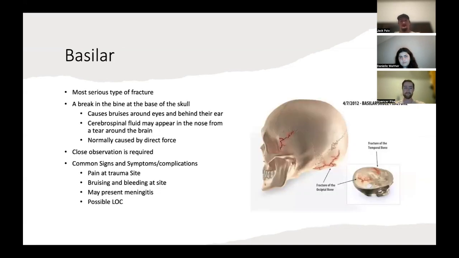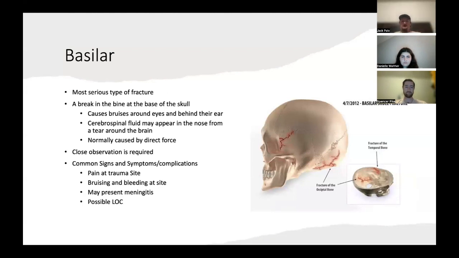And then for basilar fractures, this is the most serious type of skull fracture. And it happens when there's a break in the bone at the base of the skull. So like right under your occiput, and sometimes to the temporal bone.